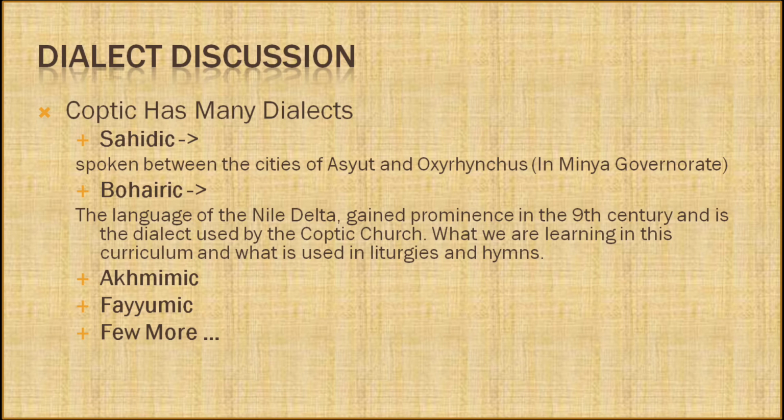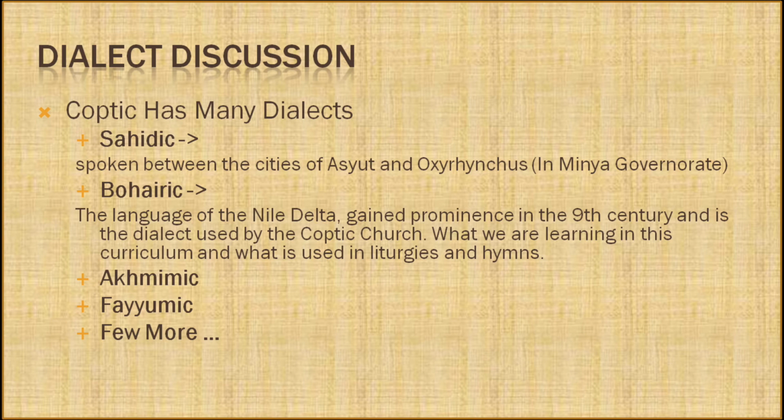So there is Saidic Coptic, and then there is Bohairic Coptic. In Arabic we call them القبط الصعيدي والقبط البحري. Saidic Coptic was spoken between the cities of Asyut and, don't even try to pronounce this, a place in the Minya governorate, محافظة المنيا currently. So that area spoke Saidic Coptic.